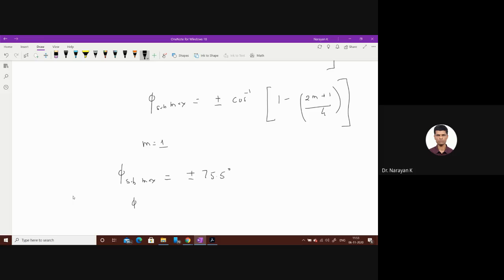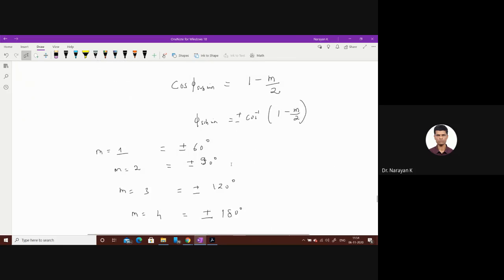Next, find subsidiary maximum for m is equal to 2. You will get approximately 104.47 degrees. Next, m is equal to 3: 138.59 degrees. This is your subsidiary maximum, and this is your subsidiary minimum.